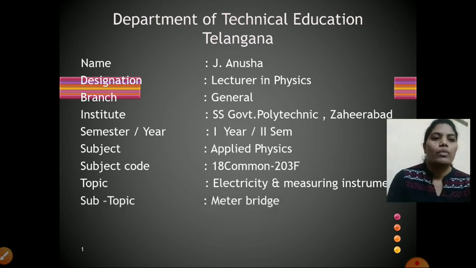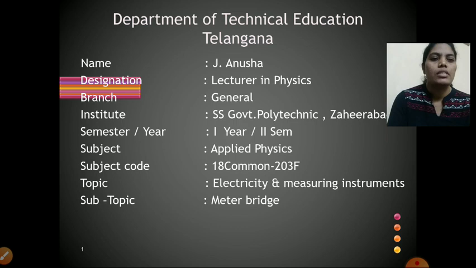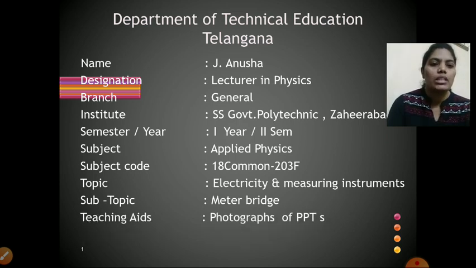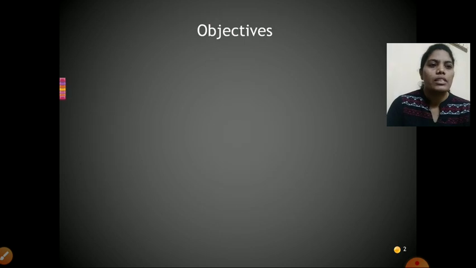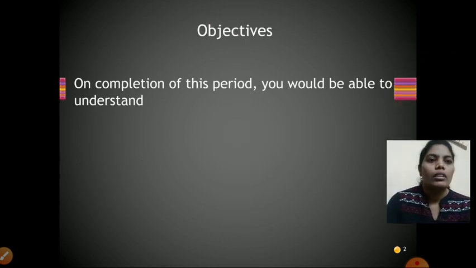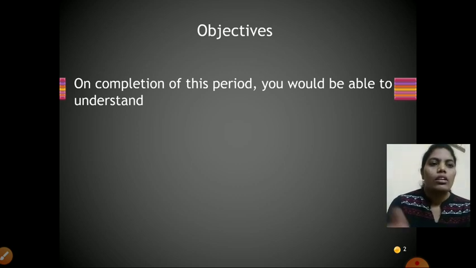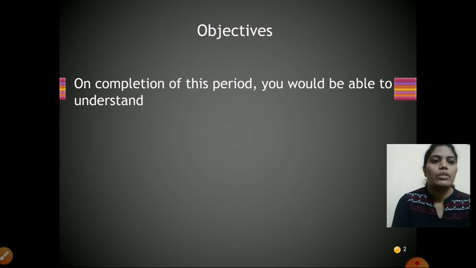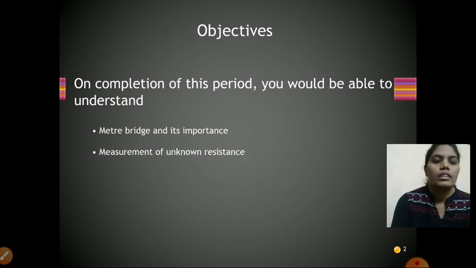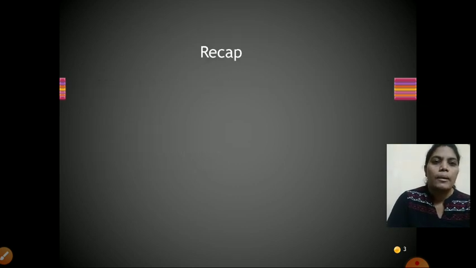The topic we were discussing is the fifth chapter from our syllabus, that is electricity and measuring instruments. In today's session we are going to learn about the meter bridge with the help of a small PowerPoint presentation. The main objective of our class is, on completion of this period, you would be able to understand what a meter bridge is and its importance, and how we can measure an unknown resistance with the help of a meter bridge, and also measure specific resistance.